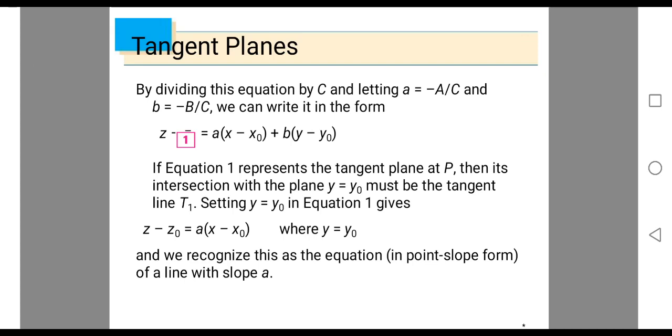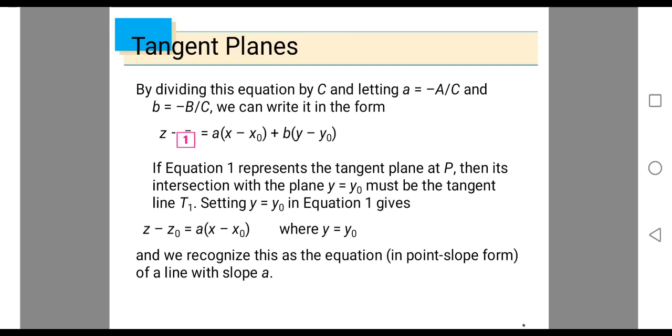So here, what do we do? By dividing this equation by c, and letting a equal minus a over c and b equal minus b over c, we can write this equation in this particular form, which is z minus z naught. Here, z minus z naught is the z coordinate.